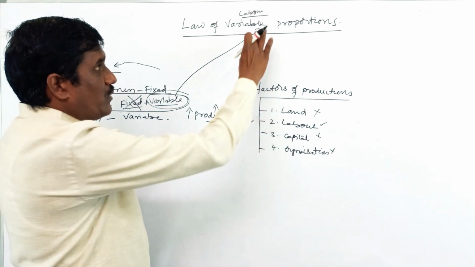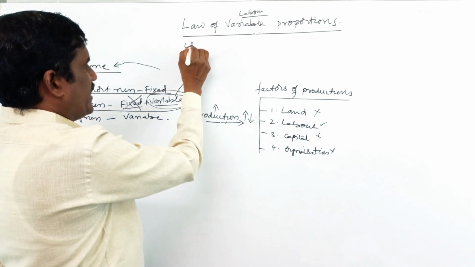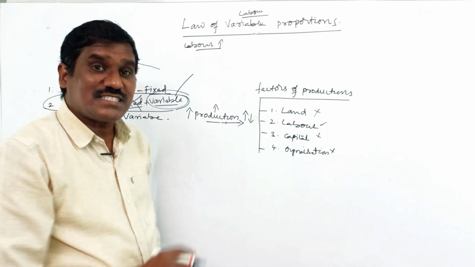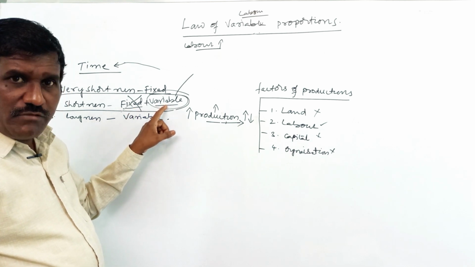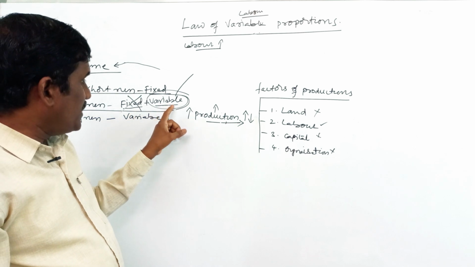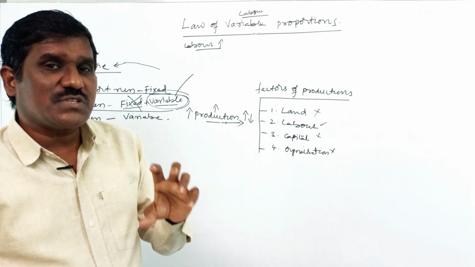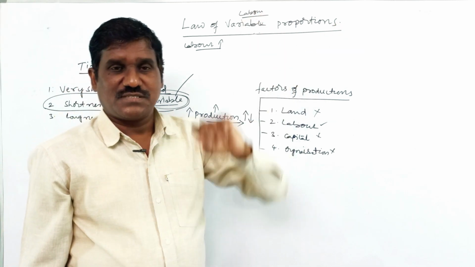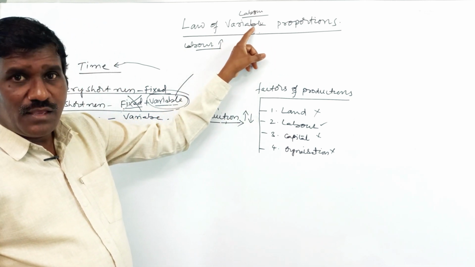If you want to explain the law of variable proportions, according to economists, what he says is that when the labor alone increases, keeping the remaining factors constant. See here, keeping the remaining factors constant and changing only the variable factor, means labor. Once again, keeping the remaining factors constant and changing only labor, the variable factor, we get different types of production. This is called the law of variable proportions, meaning we are changing the variable factor.